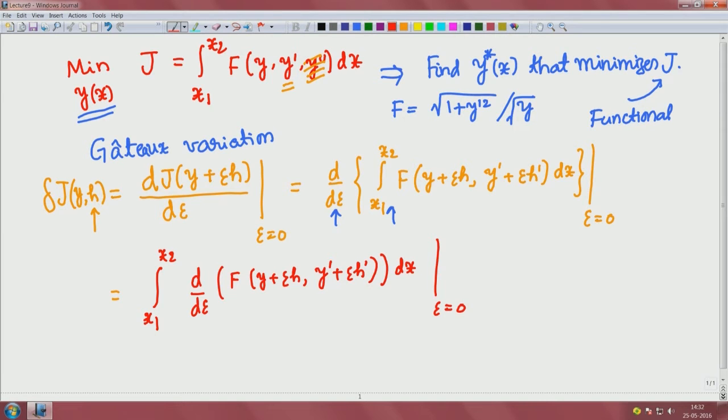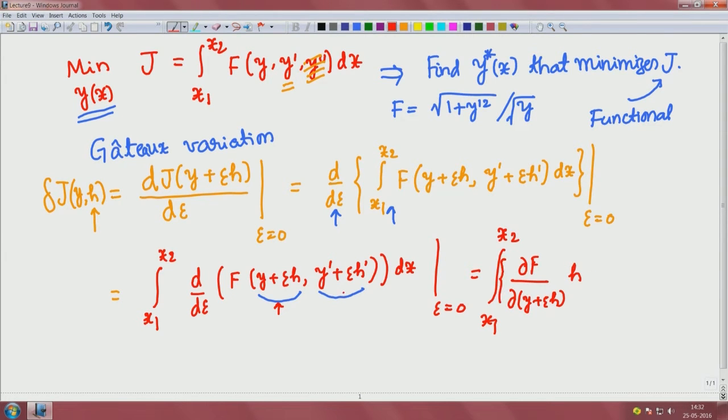Okay. So, now if you do this integral x1 to x2, we are taking the derivative with respect to epsilon, but this function f depends on y plus epsilon h and then depends on y prime plus epsilon h prime. So, you have to use the chain rule and write this as dou f by dou of y plus epsilon h, because that is what is there in this function. Okay. And then we have to take the derivative of that one with respect to epsilon, that gives us h here. Okay.